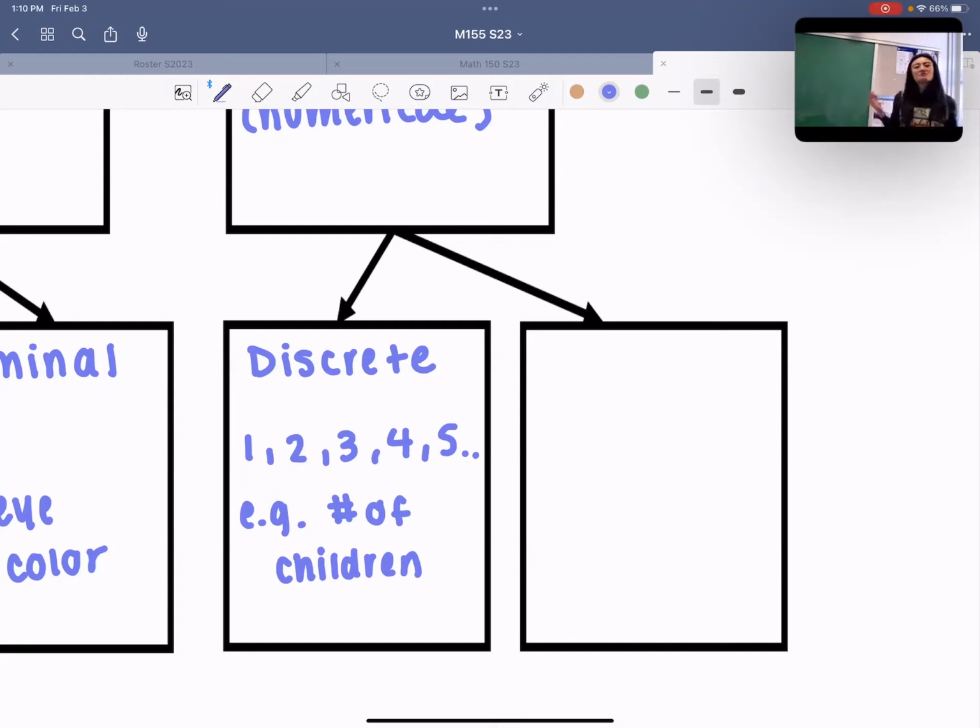You can't have 0.3 of a child, right? You can only have 1, 2, 3, 4 children, right? So I would say the number of children you have is discrete. You can't have a decimal or a fraction of a child. You can only have a counting number. All right, the opposite of discrete is continuous.